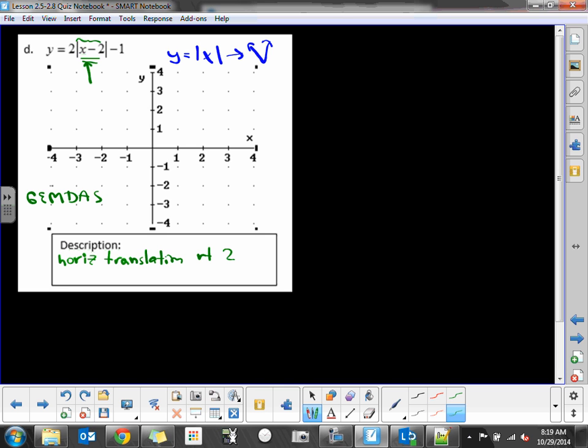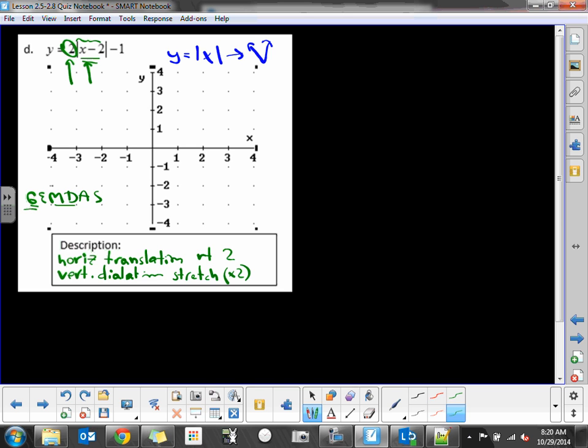The next thing that would be performed is not inside our grouping symbols. It'll be our multiplication of 2. Since it's on the outside of that grouping symbol, it will have to be a vertical change in your graph. So this is a vertical, and since it's multiplication, it's a vertical dilation. And it's a dilation of 2, so what we're going to do is stretch or expand our graph by a factor of 2. So it's going to be 2 times narrower. We're going to stretch that thing.